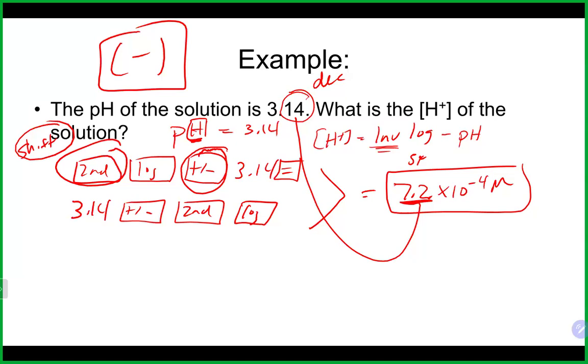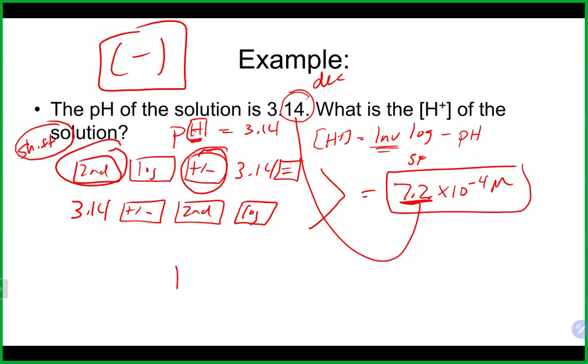Decimal to significant figures is when you're going from pH or pOH to the concentration, H plus or OH minus. If you're going the opposite way from like the H plus concentration or the OH minus concentration to pH or pOH, you're going to go from significant figures to decimal places. And this one's the opposite of that, going from decimal places back to significant figures. So it works the same, just depends on which direction you're going.